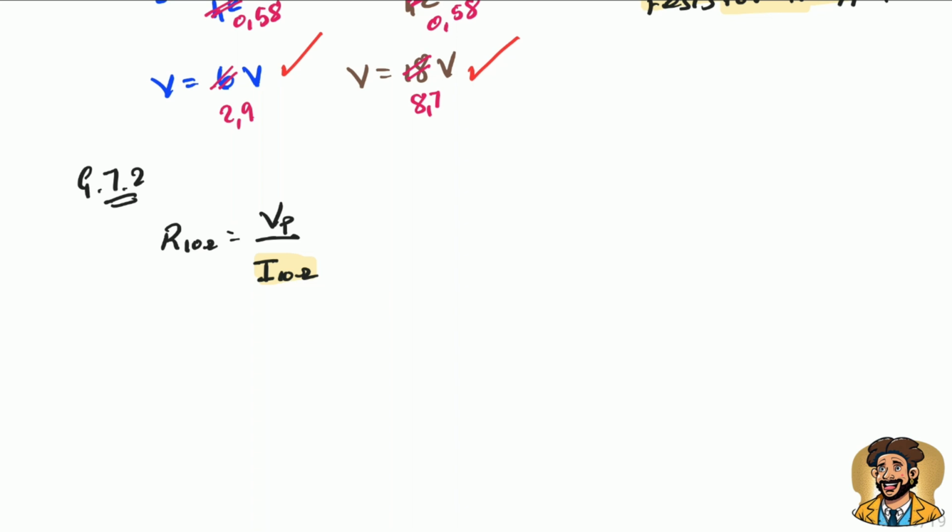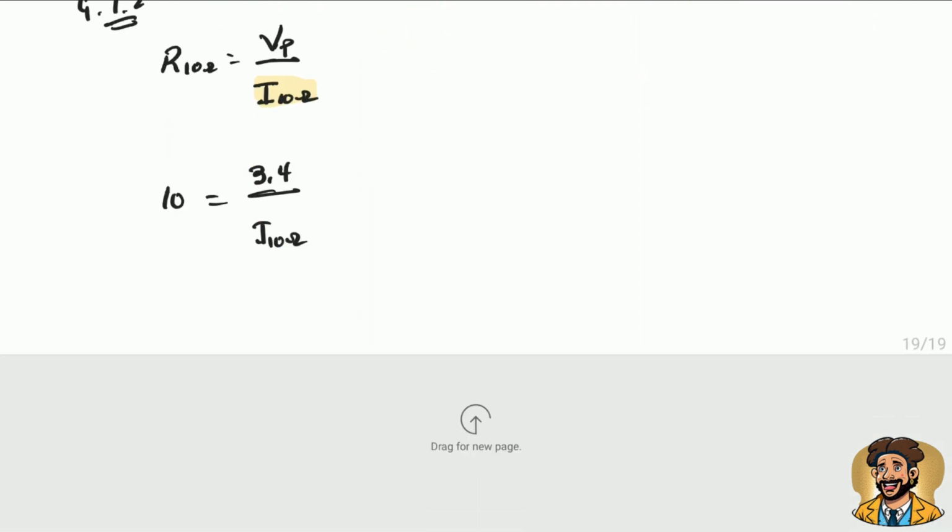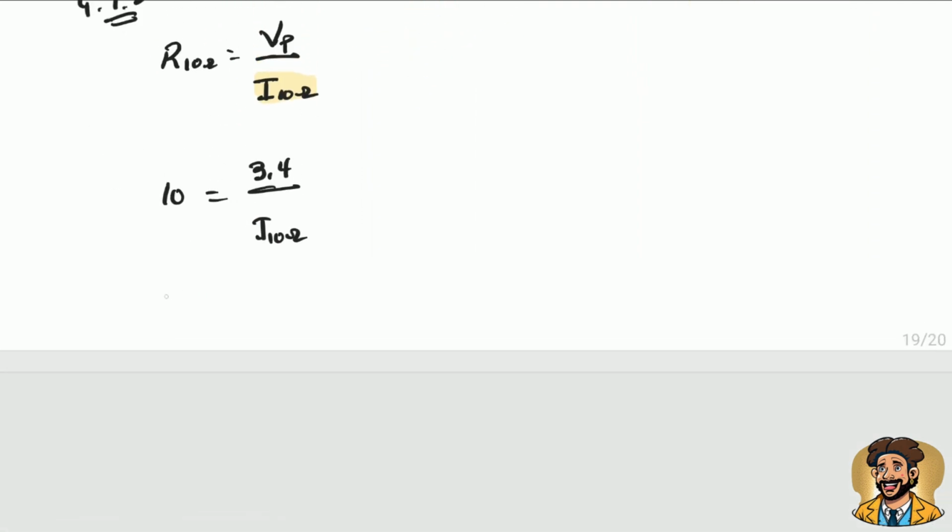So the resistance, if we substitute, is 10 equal to the potential difference in parallel, which we calculated, 3,4 divided by the current for the 10 ohm resistor, which is what we are looking for right here. If we rearrange this, the current of the 10 ohm resistor is equal to 3,4 divided by 10. And then you have that this current is equal to 0,34 amperes. Now, for the other one, we need the current for the R that we don't know.